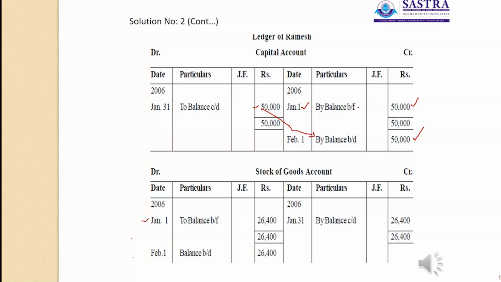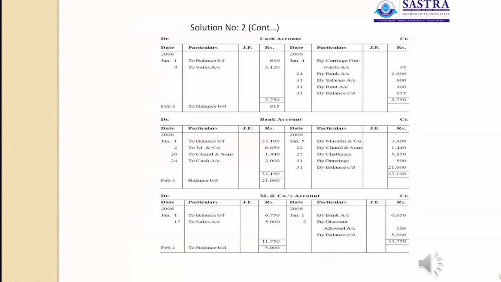Then stock account. This is also an opening balance, a debit balance asset. So the balance brought down is 26,400. It is carried forward at the end of the month, January 31st, 26,400. Then this amount is carried forward to the next month of February, 26,400.